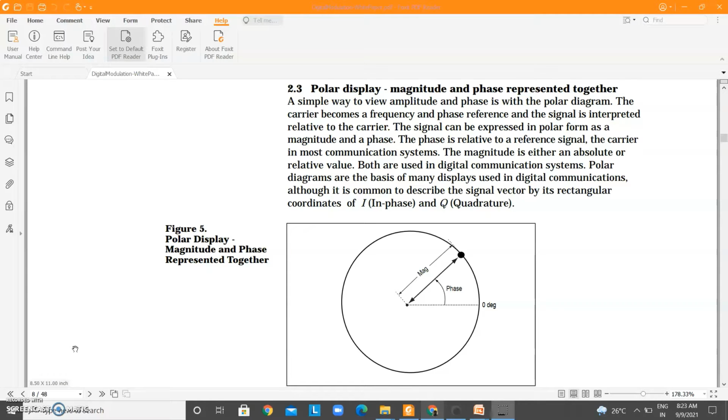We saw about the polar representation of a number. The polar representation will have a magnitude and phase, and how you represent it in a display. You can see that it is a circle, and the circle will have a radius of the unit of magnitude, and then there will be a radial line which is drawn, and that radial line makes an angle with the horizontal axis, and that will become the phase.